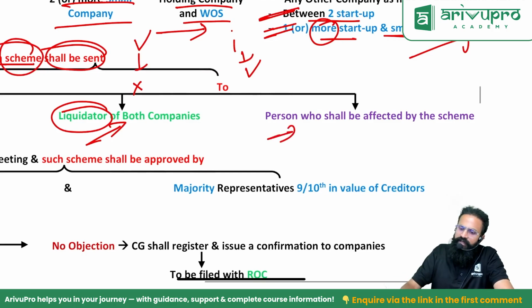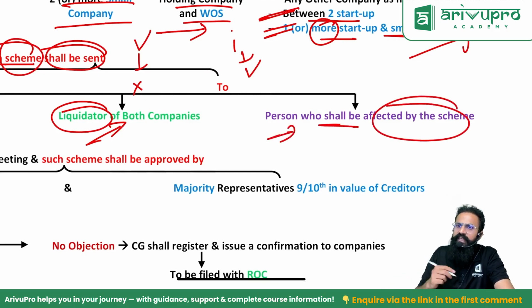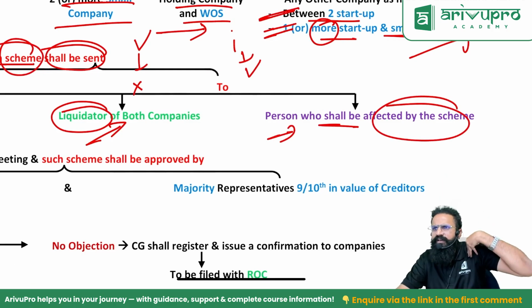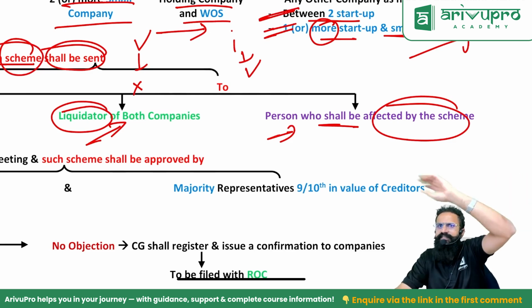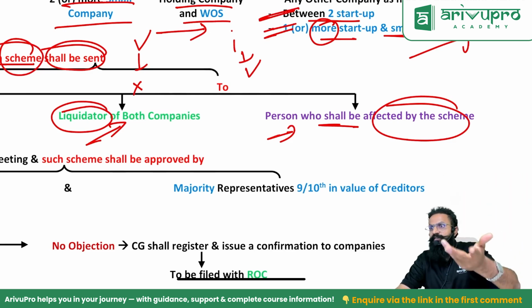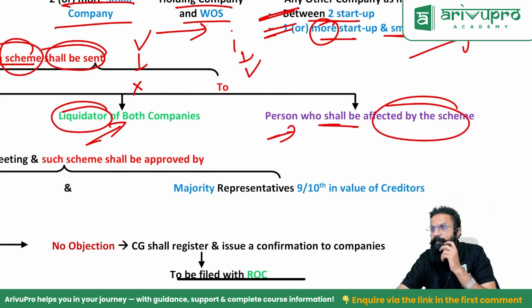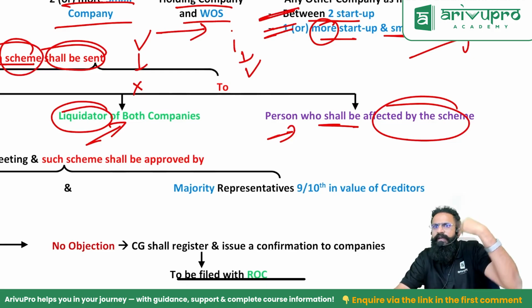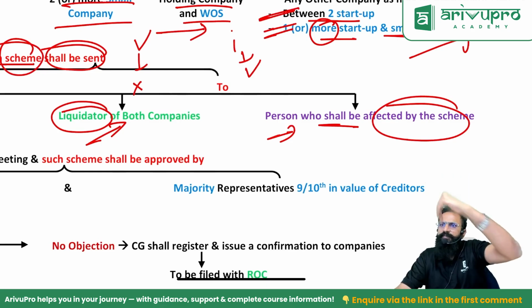Next, people, the persons who shall be affected by the scheme. Whoever we think will be affected because of this, we will send it to them also. It can be authorities, it can be people, it can be employees, whoever. If we think they will be affected because of the scheme of merger, we will send this particular scheme to them.